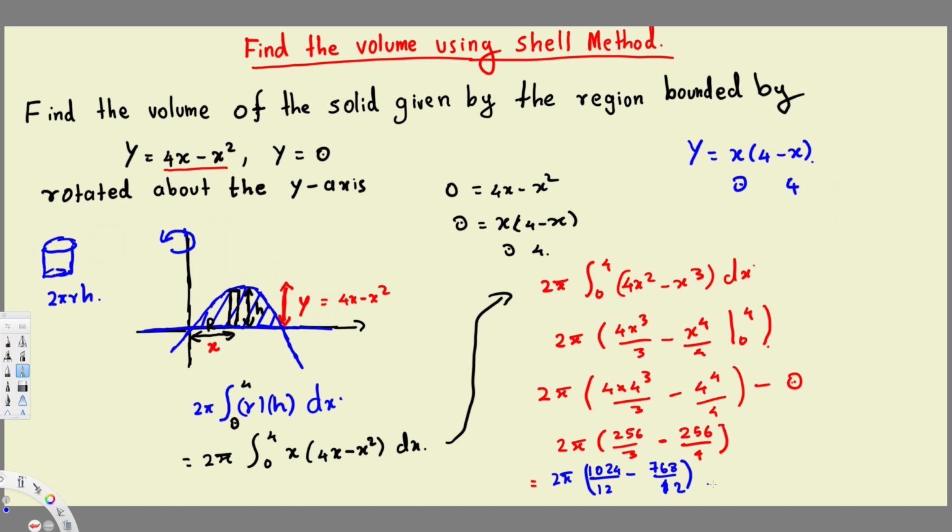And if we add them together, what we get is 256 divided by 12, and that's going to give us 64 divided by 3, and that is our final answer. And that's how we do this kind of problem. Also we can write this finally: 2 times 64 over 3 is going to be 128 pi over 3. So that's our final answer.